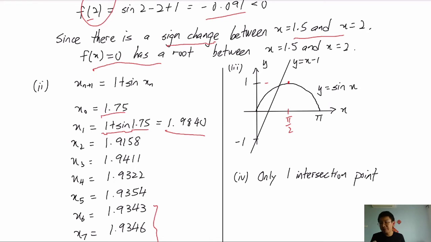At the same time we have y equals x minus 1. In this case we know that the y-intercept for this straight line is y equals negative 1, and the x-intercept is 1. So make sure that the value of 1 is correctly labeled, before the pi over 2, and make sure the straight line is correct as well. This straight line must go through the sine x curve before this highest point.